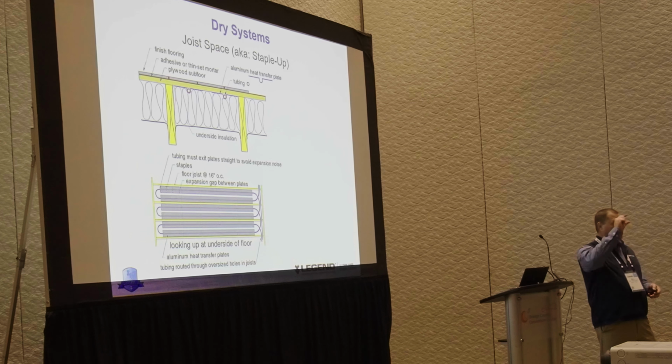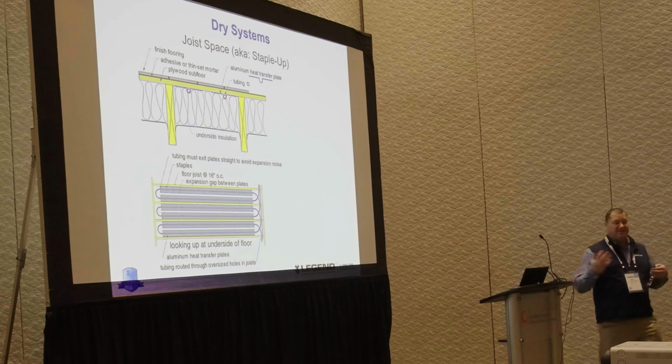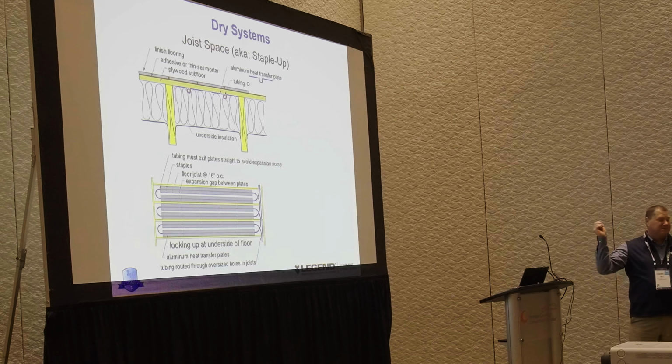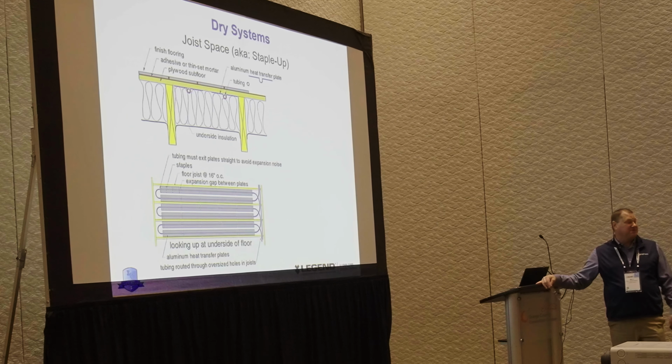There's techniques where you can do staple up. You can put an air gap in there, and you can heat that airspace, and that airspace will heat through the floor. But some guys will just staple tubing to the bottom of the floor and put insulation up there. And that's not a great practice. You're not going to get consistent heat all through there.